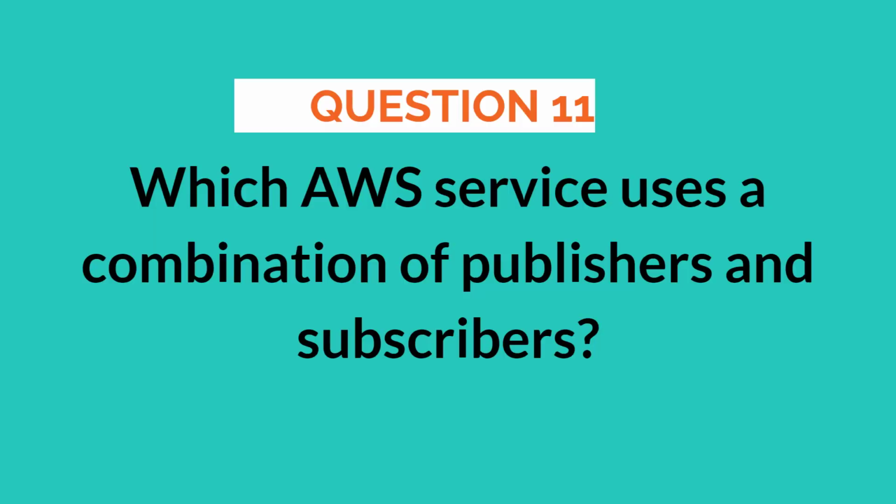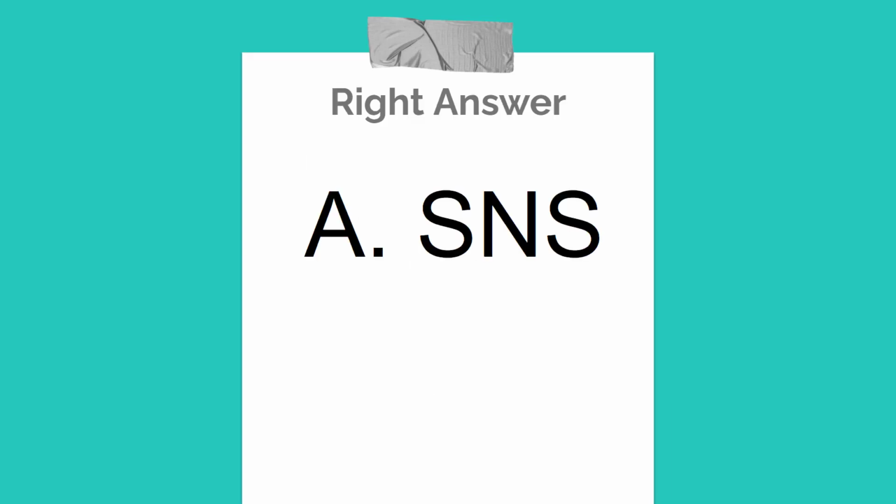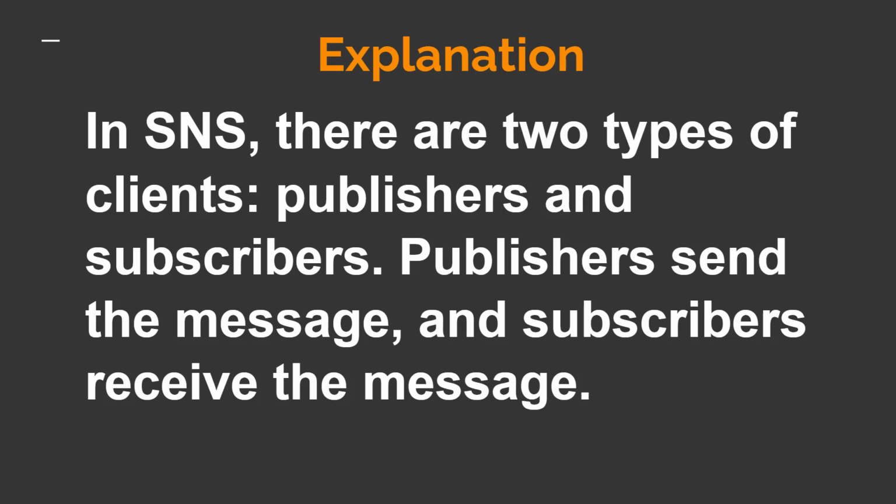Question 11. Which AWS service uses a combination of publishers and subscribers? Option: A. SNS, B. RDS, C. EC2, D. Lambda. Right answer is A. SNS. Explanation: In SNS, there are two types of clients: publishers and subscribers. Publishers send the message and subscribers receive the message.